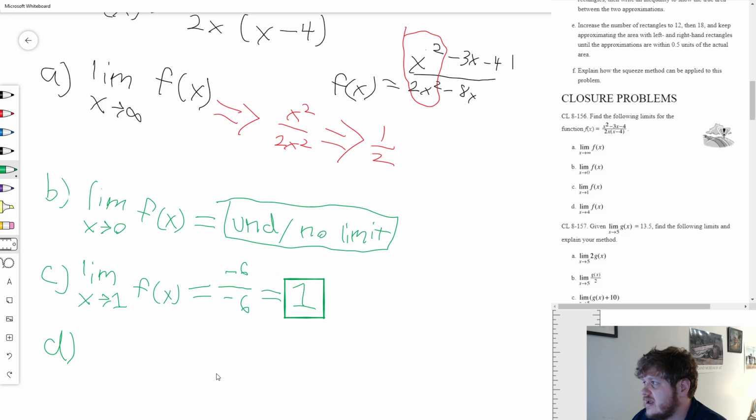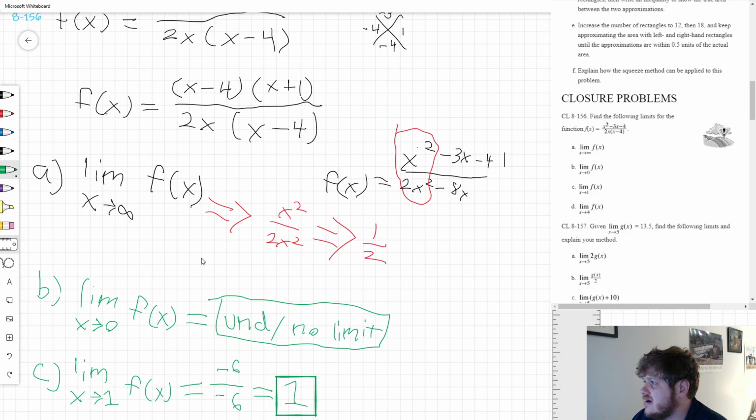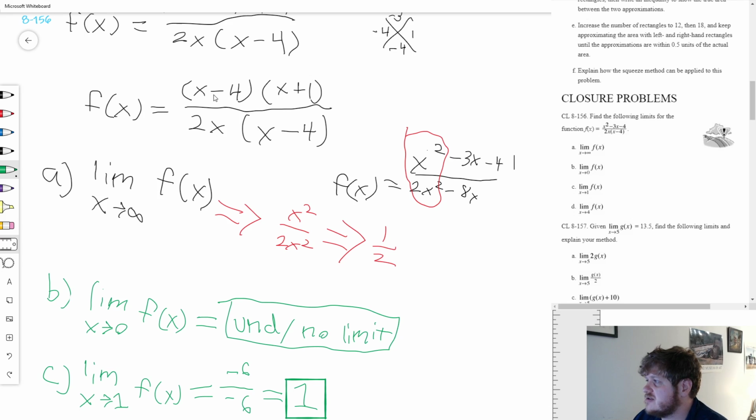So D is where it gets tricky. Now, up here, we have our function factored out. So what we could do is say it's approximately equal to x plus 1 over 2x. Now, f of x is not actually equal to this, because if we were to graph f of x, there would be a hole at x equals 4. However, since we're finding the limit, we can approach a function which ends up having a value there, which would be this function.